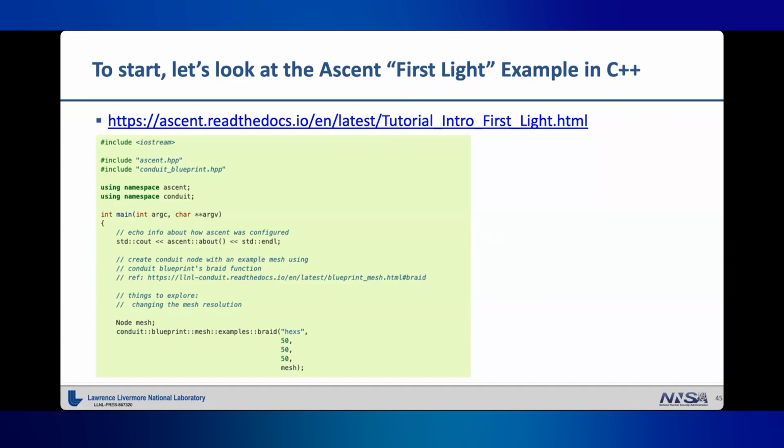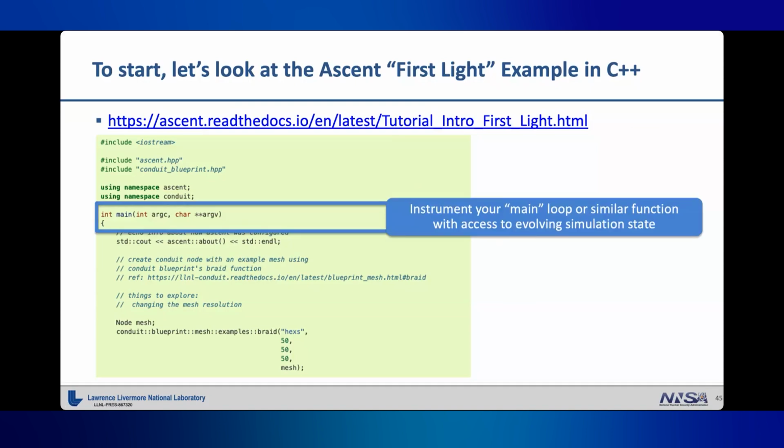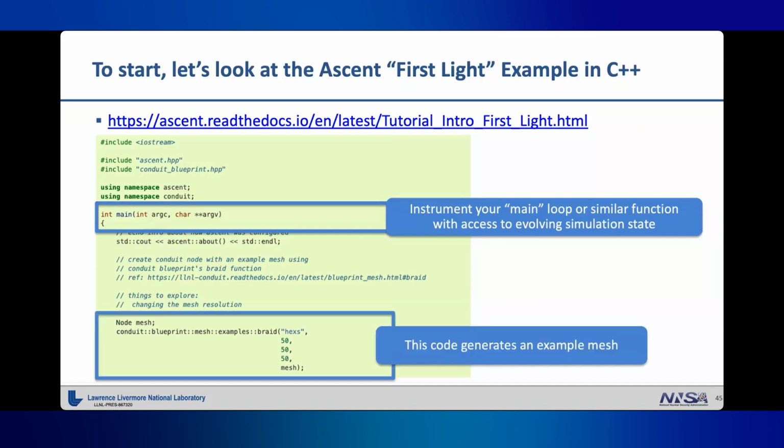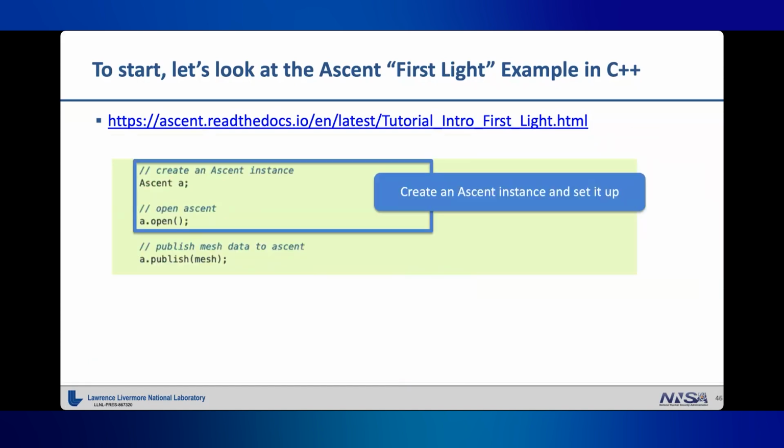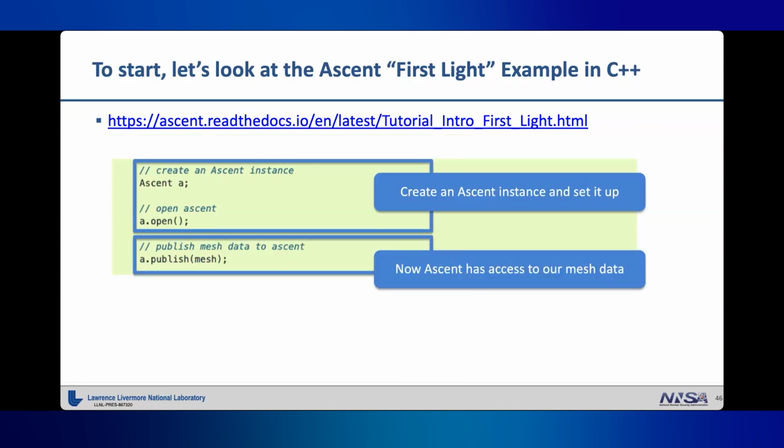If this was your simulation code, you'd be instrumenting, say, your main loop or wherever your simulation data is evolving. In our case, we're creating an example mesh using something built into Conduit. This creates an unstructured mesh with some hexes. We're going to create an instance of Ascent and open it. We're not doing MPI in this case, so it's just a very simple call. We hand that mesh to Ascent.